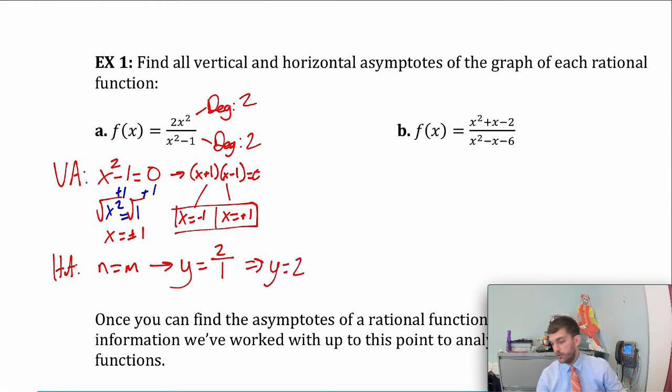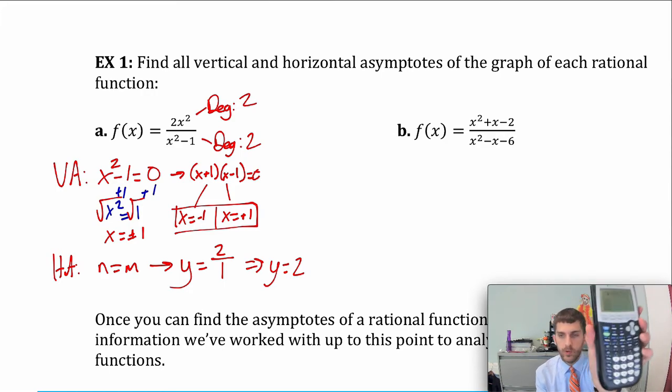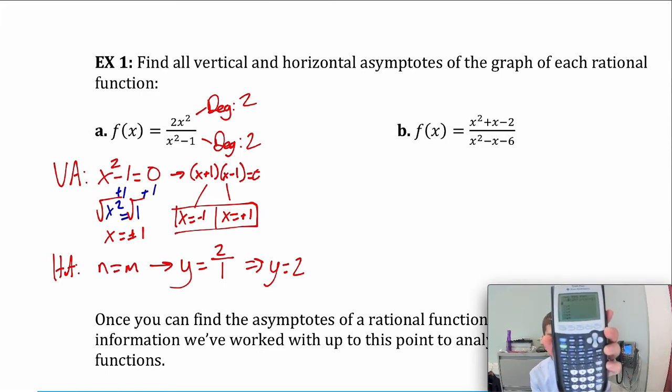Now we can take a look at this on a graphing calculator. Let me show you what that would look like. So I'm going to do this on the calculator here and show you on the camera. So if I graph, clear that out. Let's see, 2x squared divided by x squared minus 1. Let me make sure I've got that in parentheses. So just showing what I typed in: 2x squared divided by x squared minus 1.